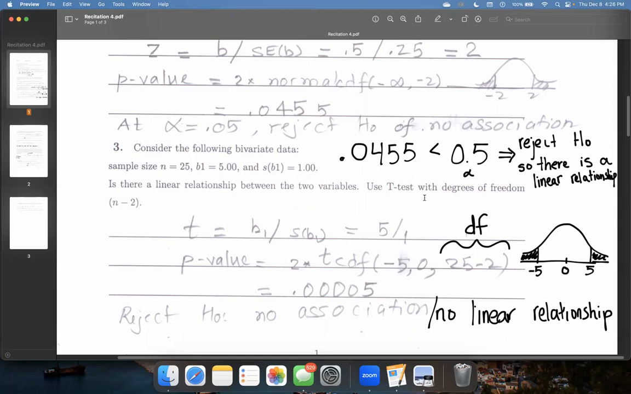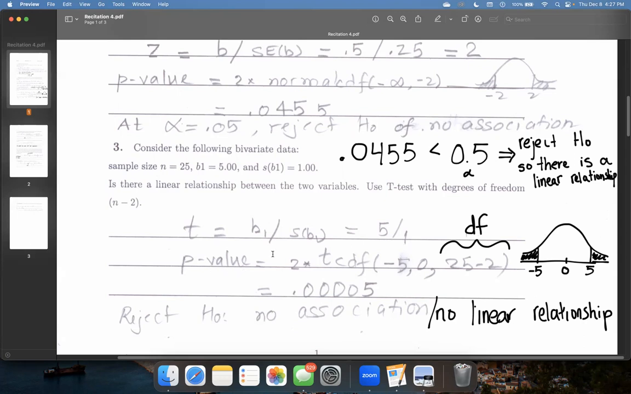Use a t-test with degrees of freedom n-2, and we're using a t-test because our sample size n is less than 30. Anyway, so our t is going to be equal to our B1 divided by the standard error of B1. So here we have B1 is 5 and our standard error is 1. So 5 divided by 1 is 5.